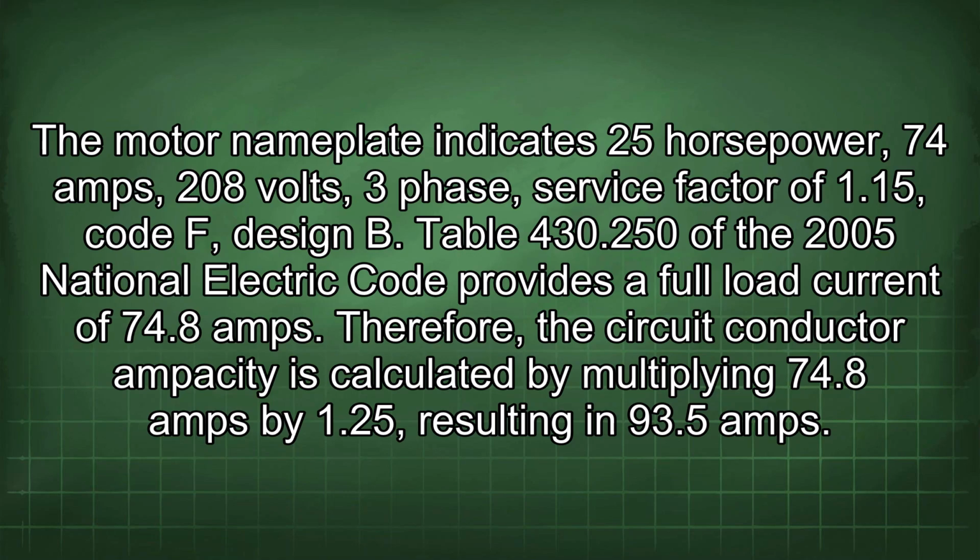The motor nameplate indicates 25 horsepower, 74 amps, 208 volts, 3-phase, a service factor of 1.15, code F, design B. Table 430.250 of the 2005 National Electrical Code provides a full load current of 74.8 amps. Therefore, the circuit conductor ampacity is calculated by multiplying 74.8 amps by 1.25, resulting in 93.5 amps.